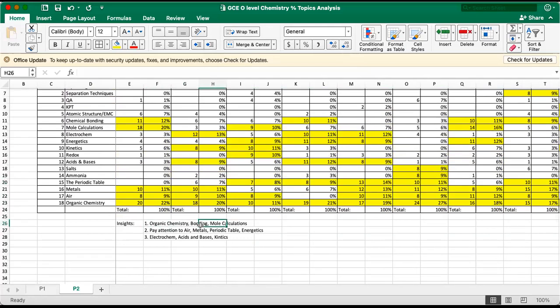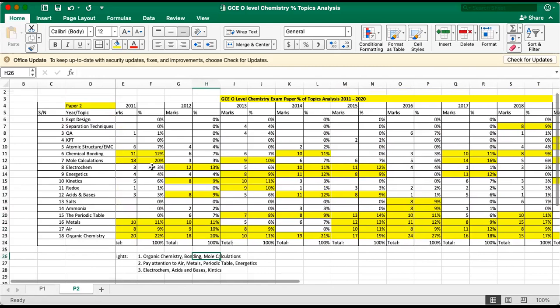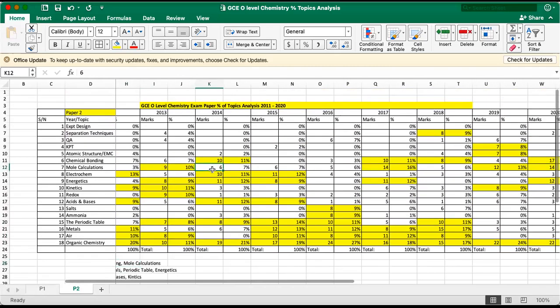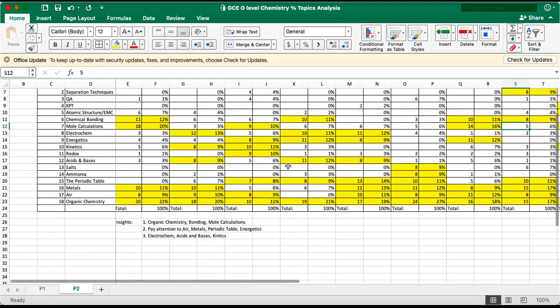There will be bonding and mole calculation. The mole calculation must be very good. They really appear quite a few times. So over the years, maybe we may not have a very high percentage, but it's still there, the number of marks. And normally, you cannot escape from mole calculation. There will be some questions directed for that.